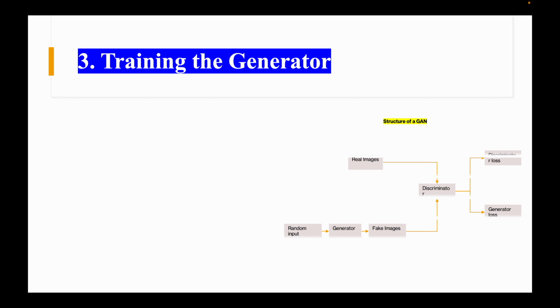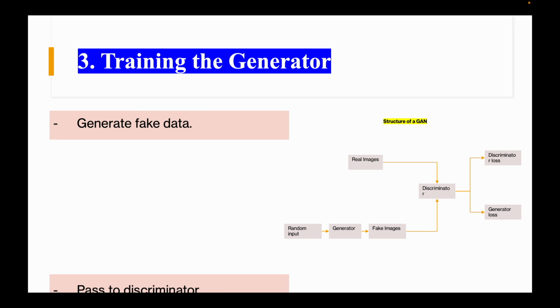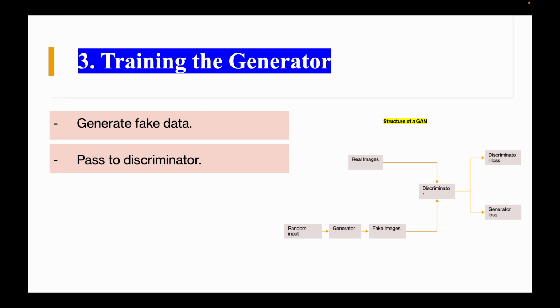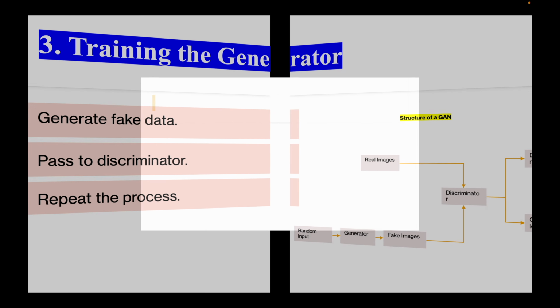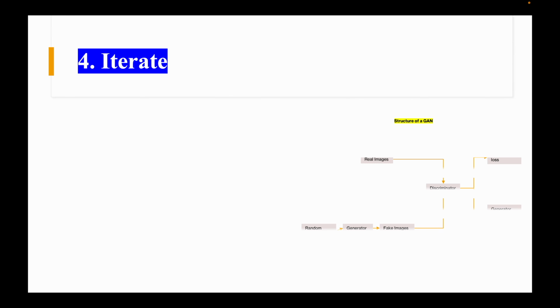Now is the process of training the generator. First, it generates fake data, which is then passed to the discriminator. If the discriminator is fooled, then the generator improves. So with many repetitions, the generator improves its output. So this is an iterative process.